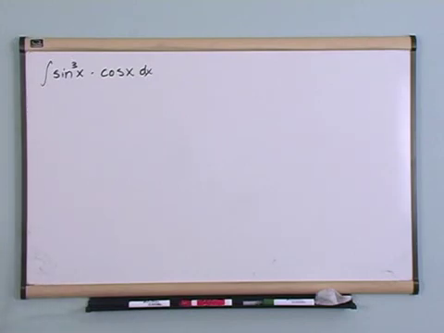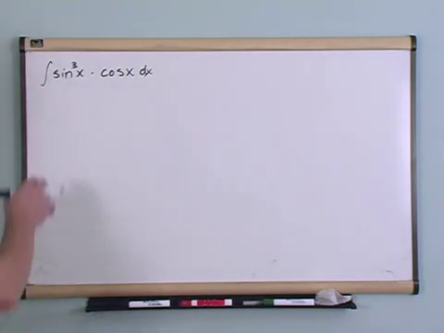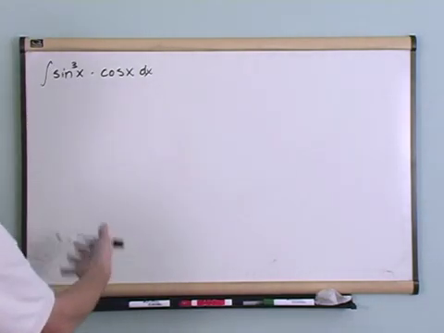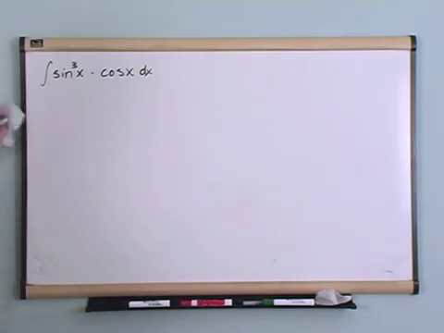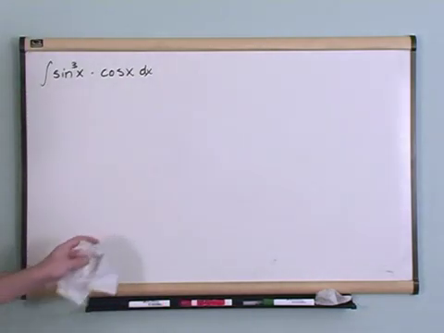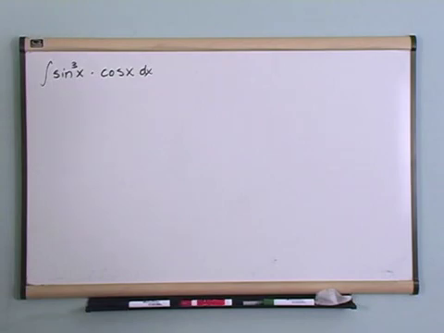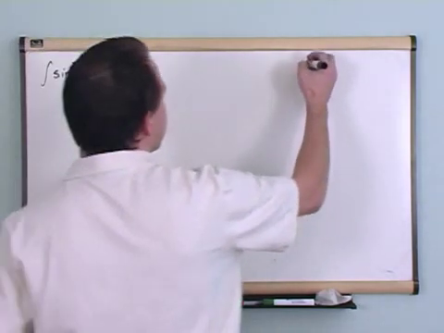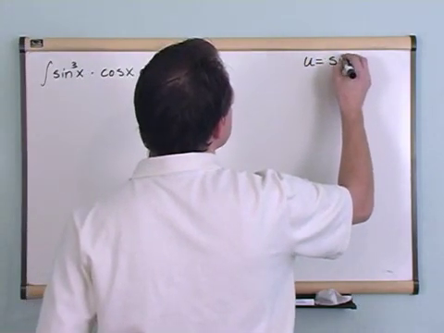Okay? And why do we do that? Well, obviously you don't know how to solve this problem, because I told you how to integrate sines and cosines, but I never told you how to integrate sine cubed times cosine. So you have to pick something. Let's start out with u is equal to sine of x.